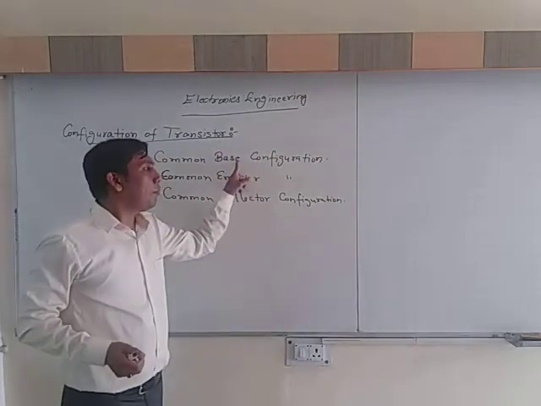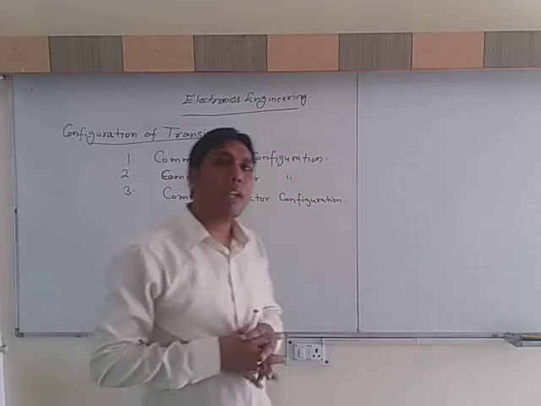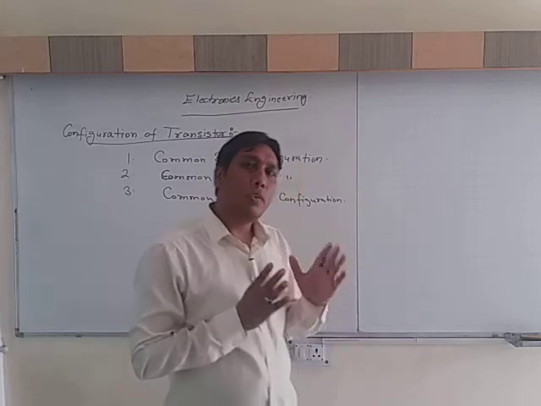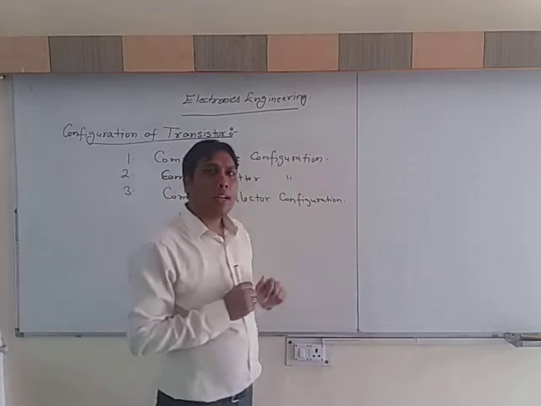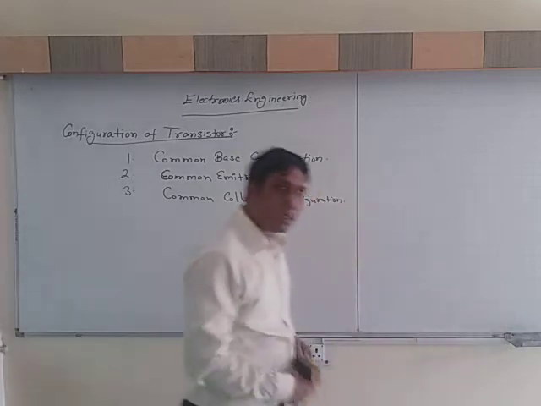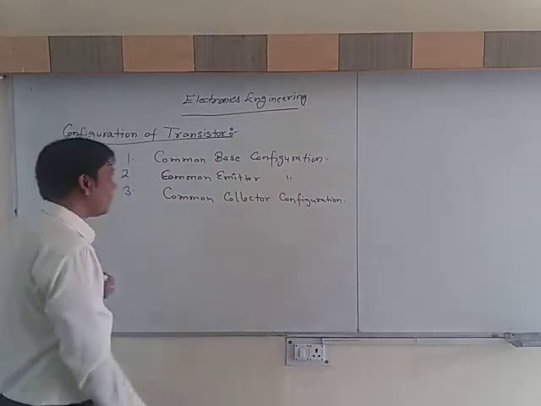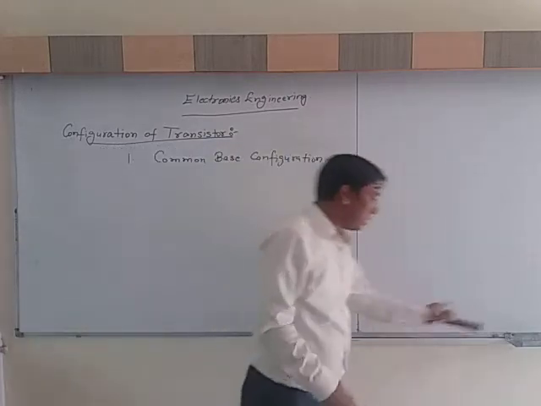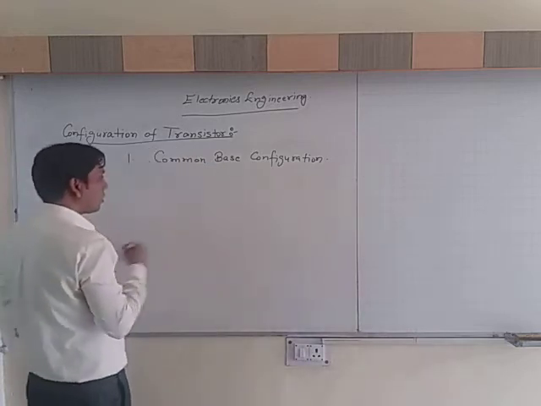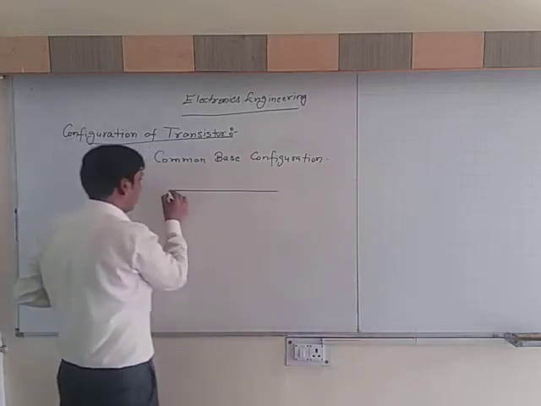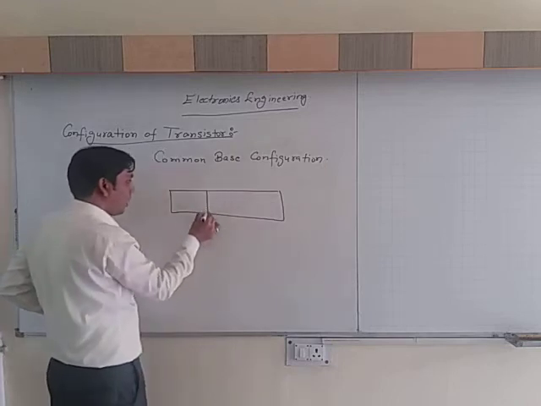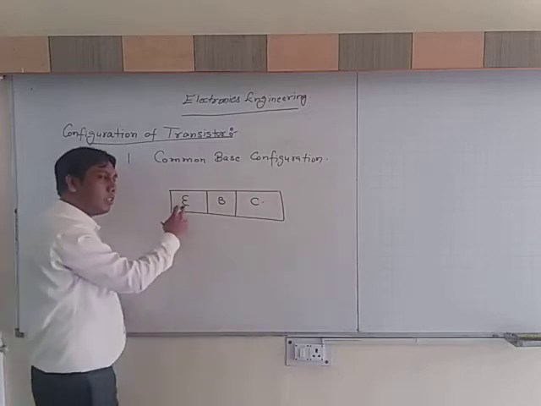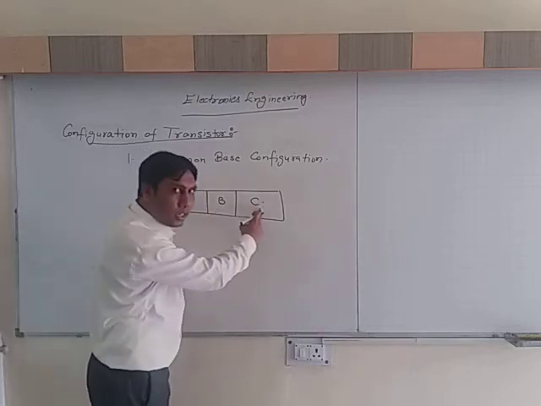The common base configuration. Common base configuration is that type of configuration in which base is common between emitter and collector. So first we will start with common base configuration. To make this configuration, we just made base common in between emitter and collector. This is our emitter terminal, this is base terminal, and this is collector terminal.